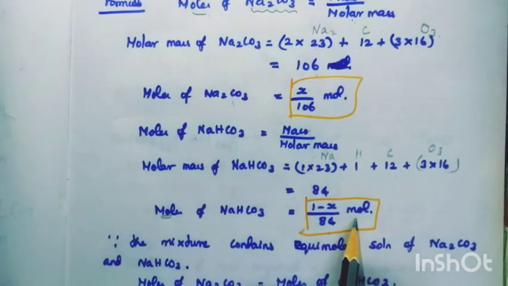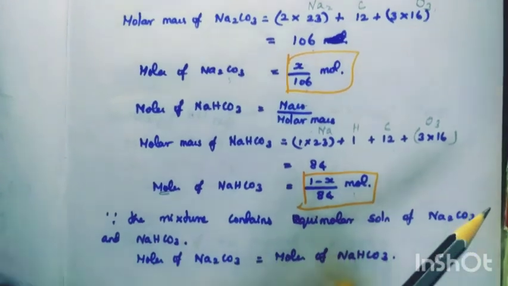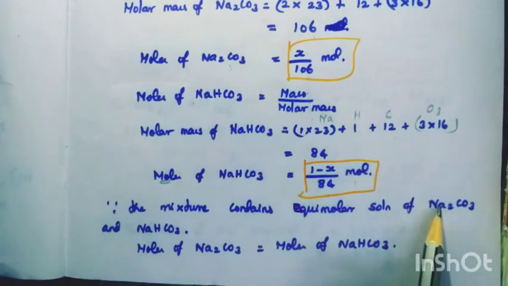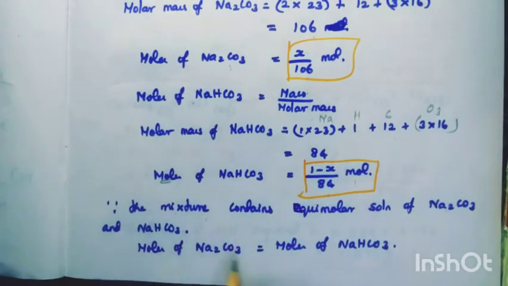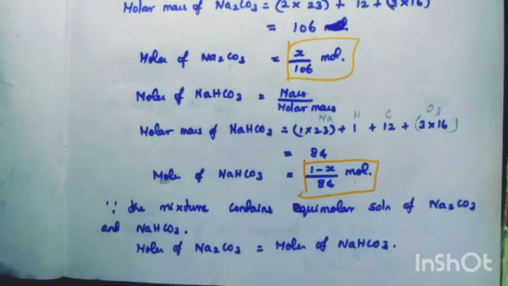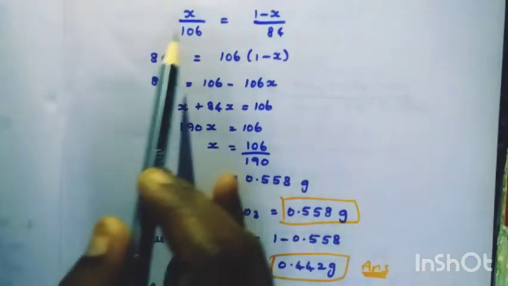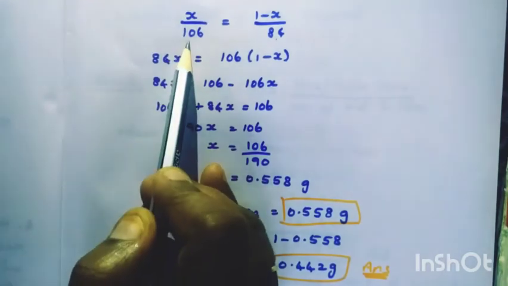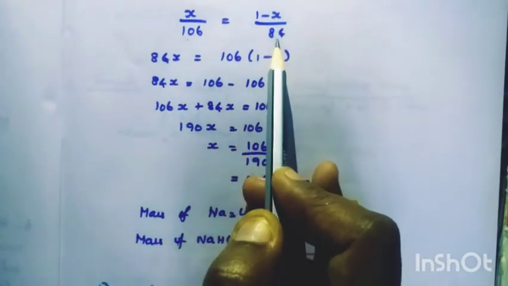What is given in the problem? It is equimolar, equal. So the mixture contains an equimolar amount of sodium carbonate and sodium bicarbonate. Moles of sodium carbonate is equal to number of moles of sodium bicarbonate. That means equal moles of sodium carbonate and sodium bicarbonate are taken. Now, sodium carbonate is x by 106, sodium bicarbonate is 1 minus x by 84.